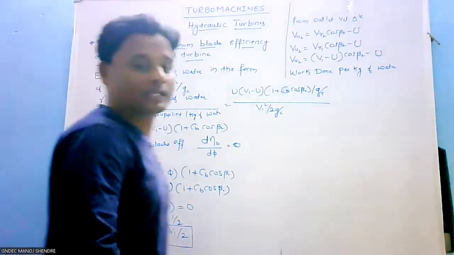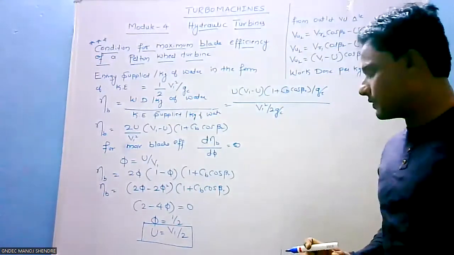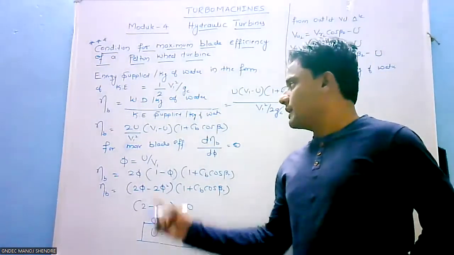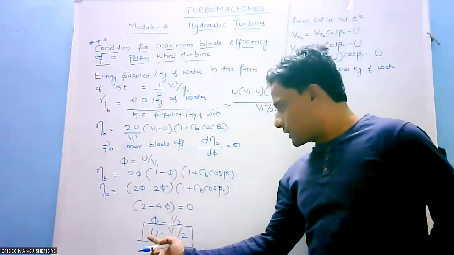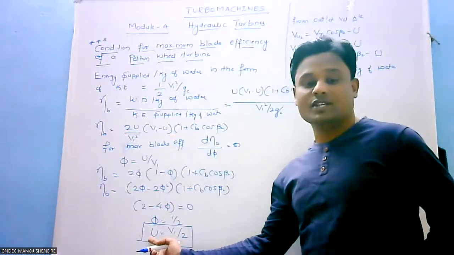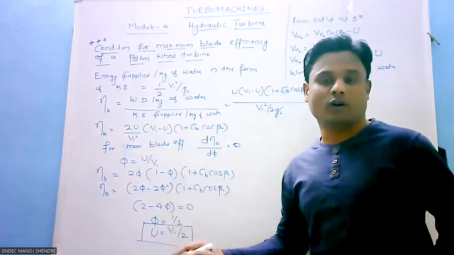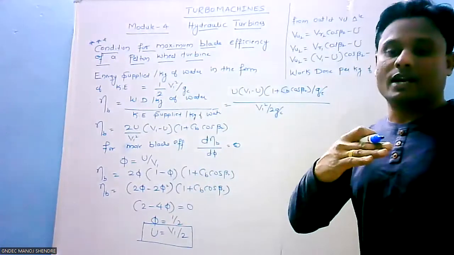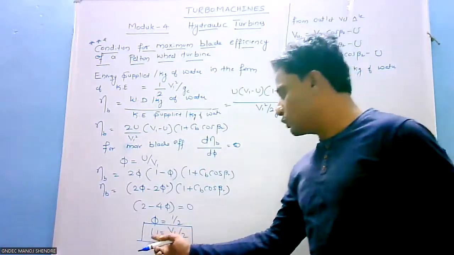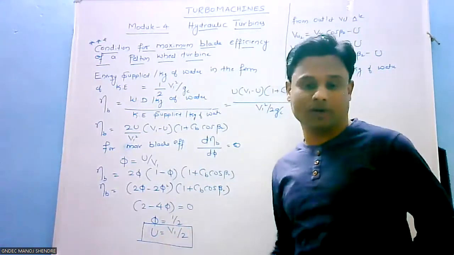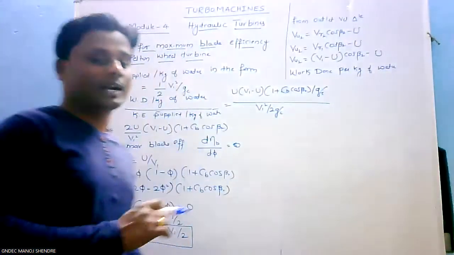This is the condition for maximum blade efficiency. So what is the conclusion of this derivation? To obtain the maximum blade efficiency, the runner speed or the tangential velocity of the runner should be equal to half of the velocity of the jet at which it hits the turbine blade. Okay. So U should be equal to half of V1. So this is the condition for maximum blade efficiency.